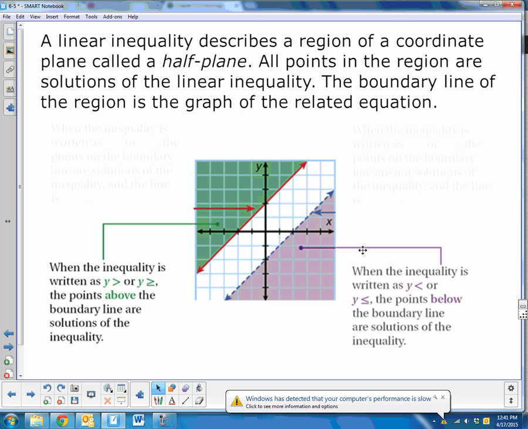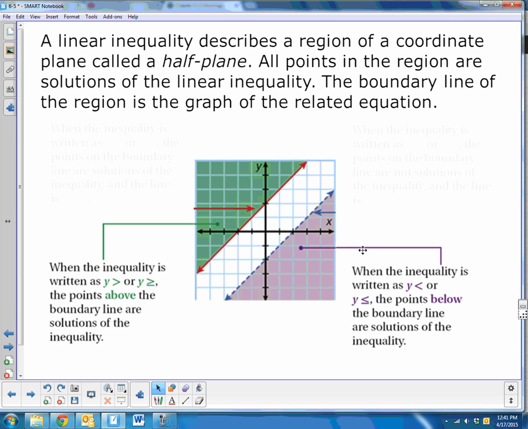If you have y is less than, or y is less than or equal to that line, x minus 7 or 2x minus 5 or 7x, whatever. If it's less than that line, we're going to shade below the line. And again, that will make more sense as we do some examples. You kind of see how that fits together.